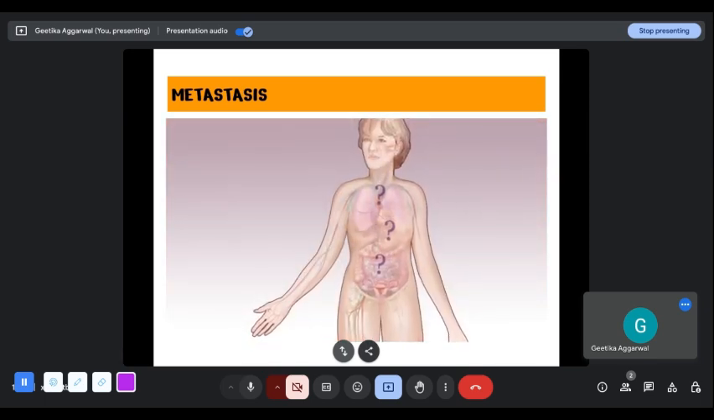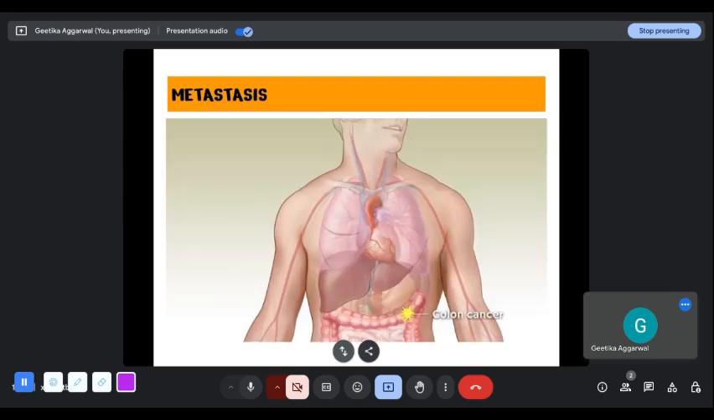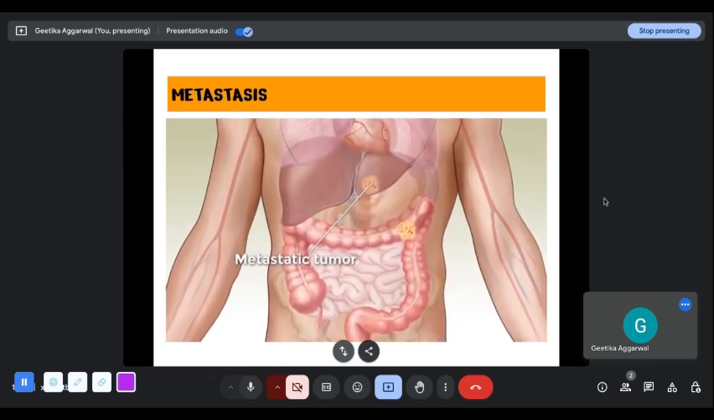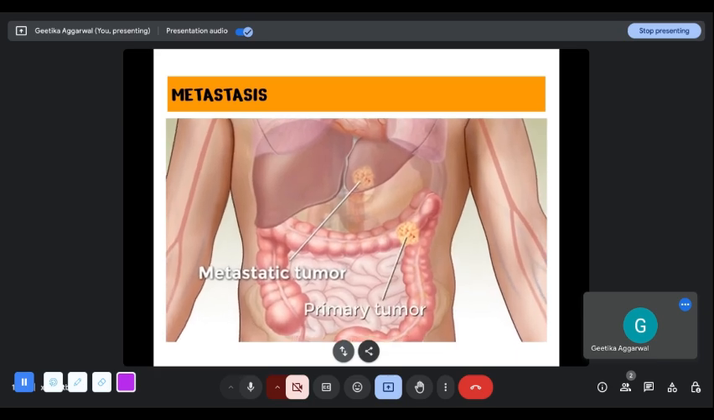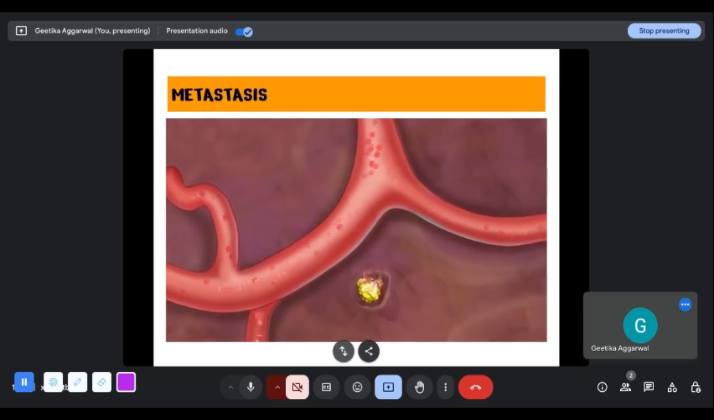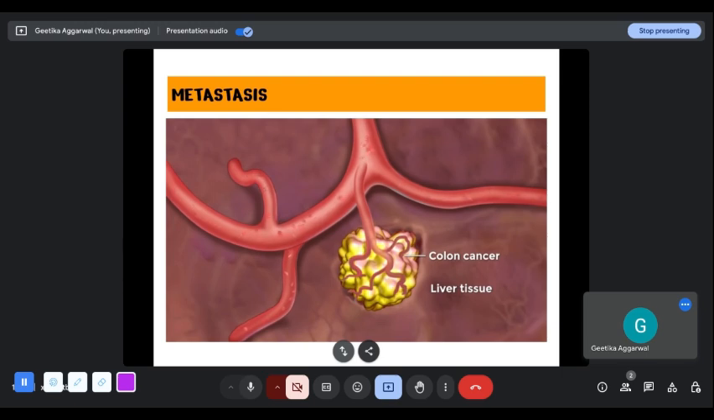Where are cancer cells most likely to spread? Cancer cells tend to spread to certain places in the body depending on the site where the tumor first formed. For example, breast cancer tends to spread to the bones, lungs, liver, and brain, and colon cancer tends to spread to the lungs and liver. It's important to remember that a metastatic tumor is the same type of cancer as the primary tumor. In this example, colon cancer cells have traveled through blood vessels and formed metastatic tumors in the liver. These metastatic tumors are colon cancer, not liver cancer.